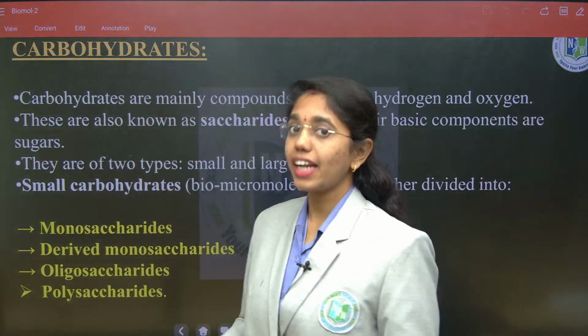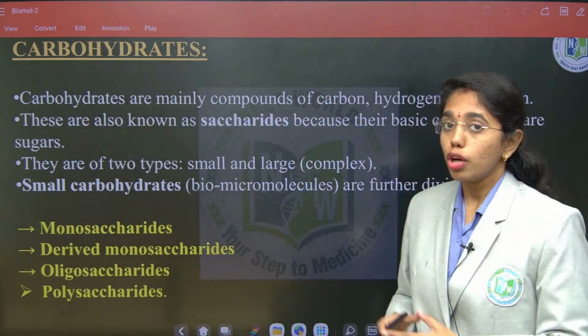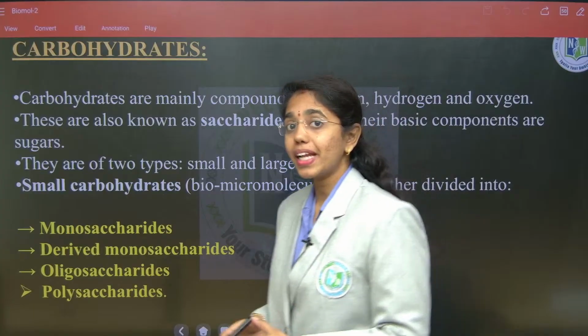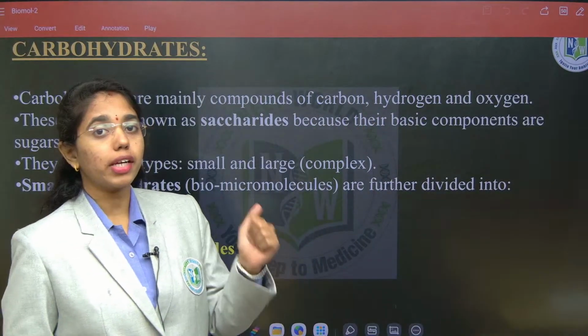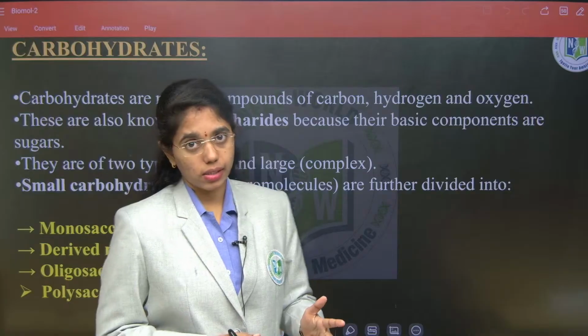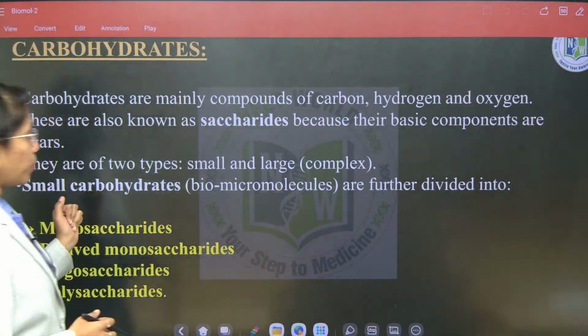Aspirants, so here we are in our second session of biomolecules. Today we are going to deal with the complete biomacromolecules: carbohydrates, proteins, lipids and nucleic acids. Let's get started with carbohydrates.